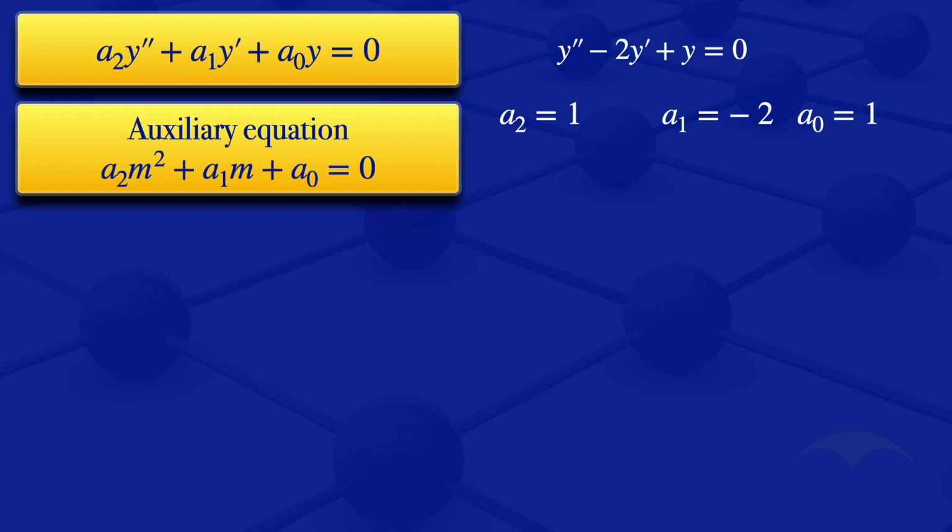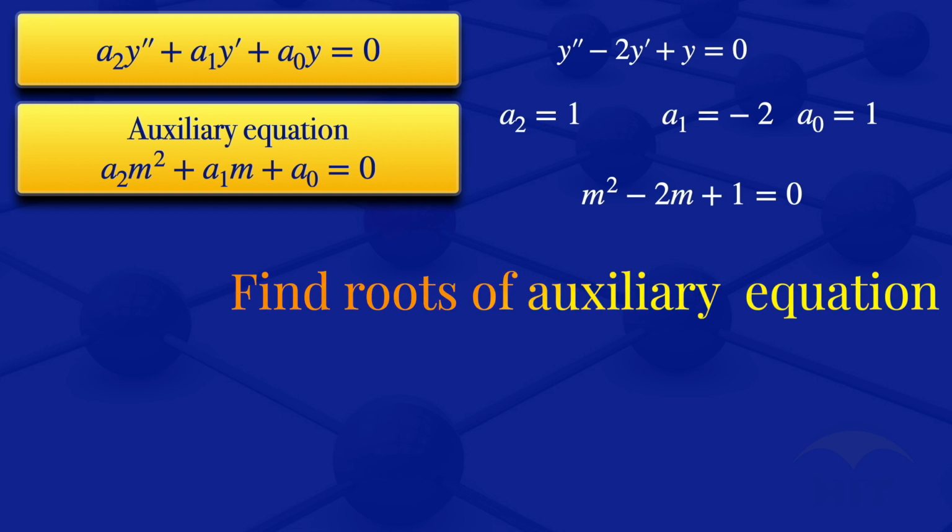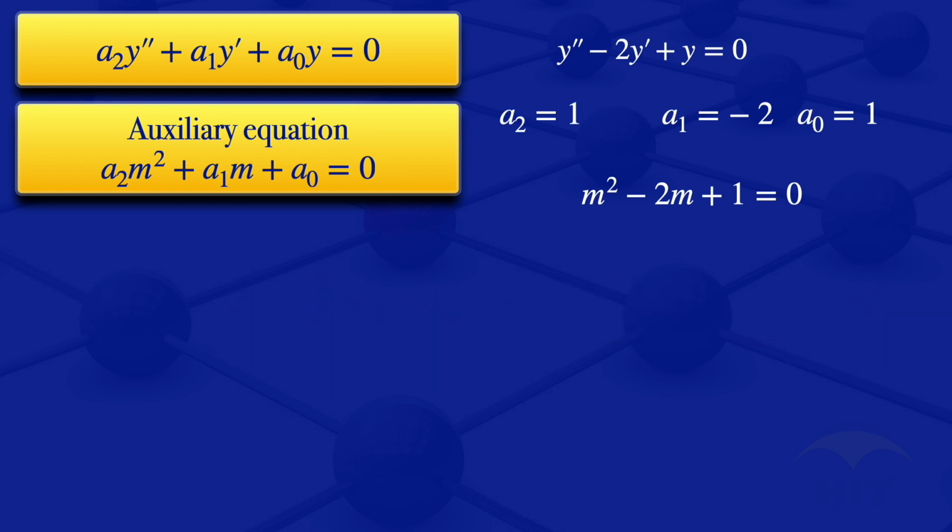So substitute these values of a0, a1 and a2 into the auxiliary equation that we have here. So we would have that the auxiliary equation of this equation here is m squared - 2m + 1 = 0. The next step is to find the roots of this auxiliary equation, because those roots will determine the nature of the solution that we would have.